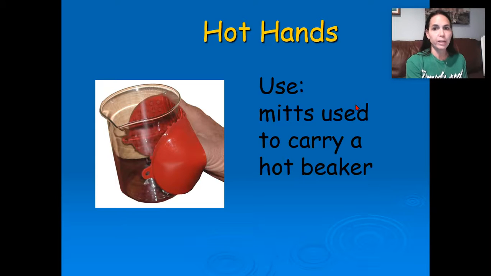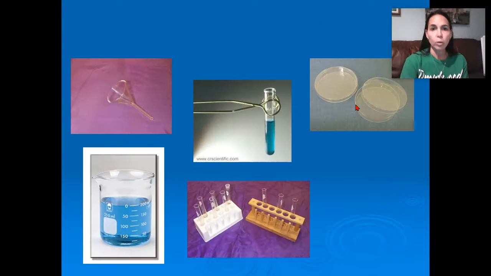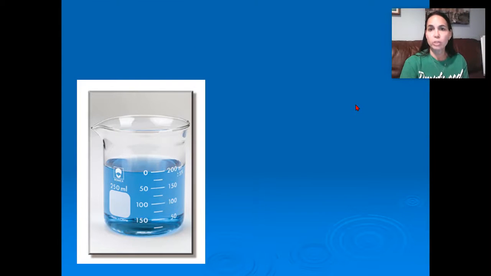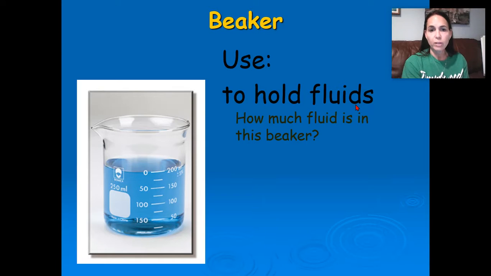Okay, so moving on to page 3 in the class notebook, or if you have the hard copy, it's page 3 here. We're going to get into the containers. Some of the containers that we're going to use in the lab are a beaker, which is used to hold fluids. So if you look at this picture to the left, all you're writing in your notes is it's used to hold fluids.